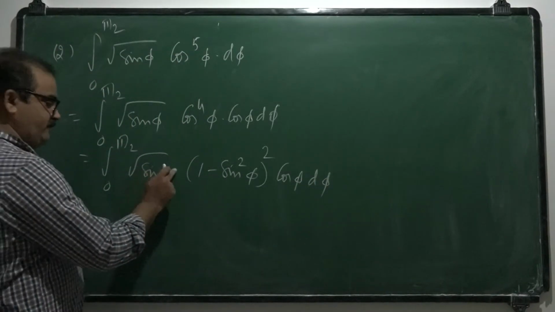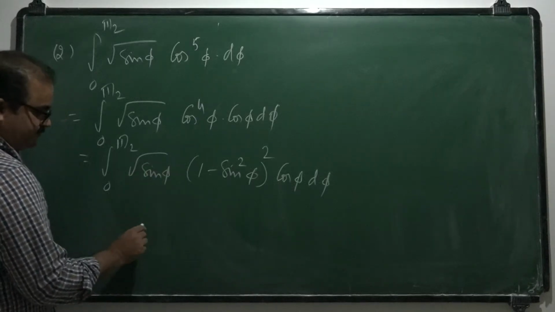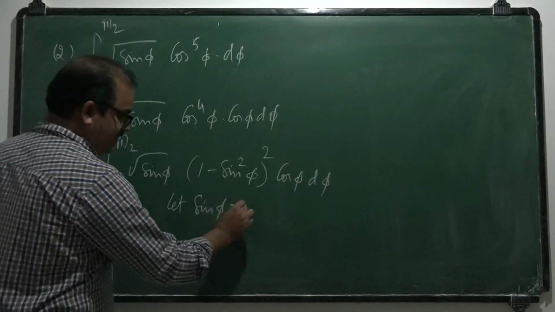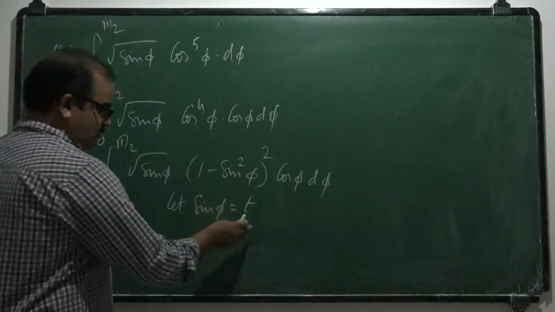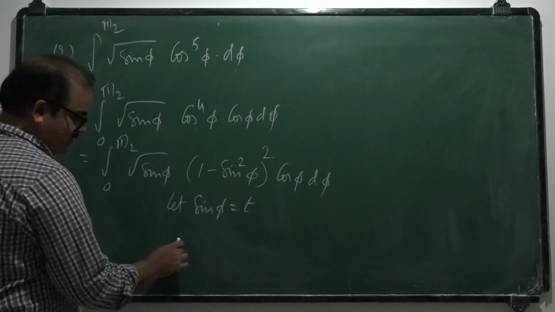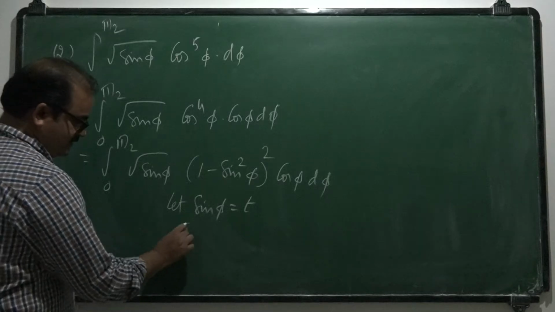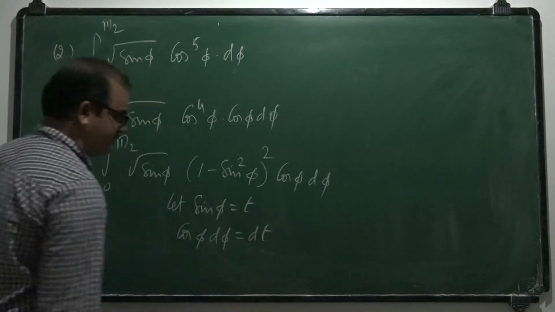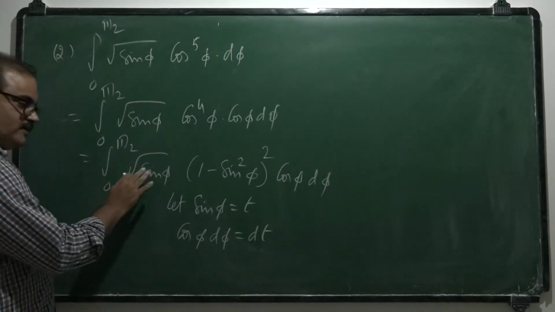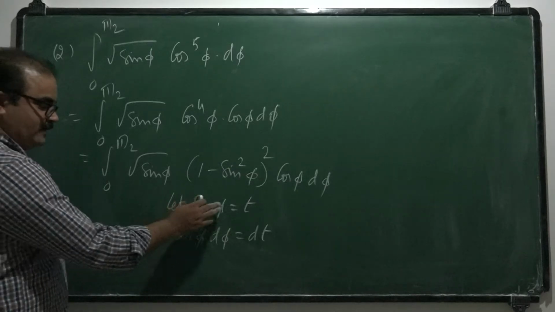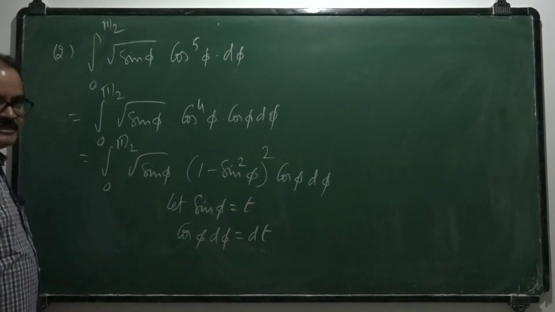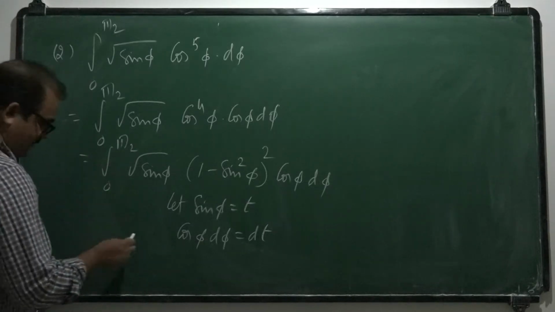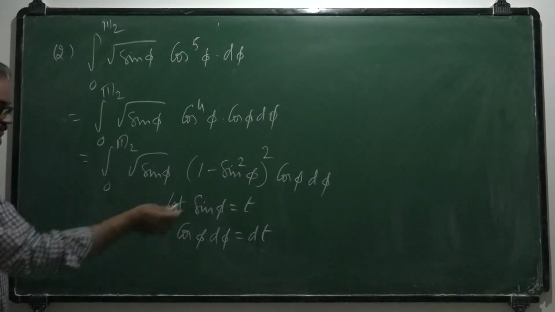Here observe that if you take sin phi is equal to t, let sin phi is equal to t, then taking derivative on both sides, derivative of sin phi, that is cos phi into d phi is equal to dt. We want to change the variable phi into t, then you must change the limits also. These are the limits to the variable phi. You change these limits in terms of t.